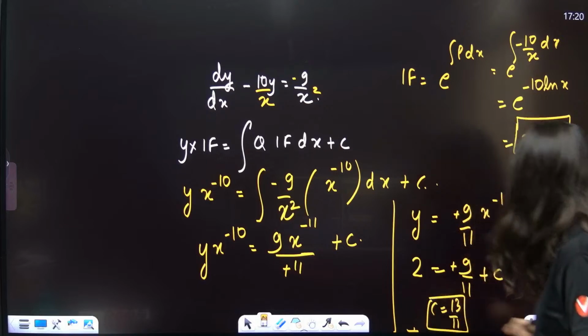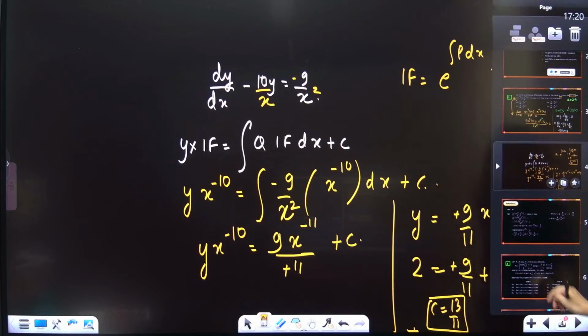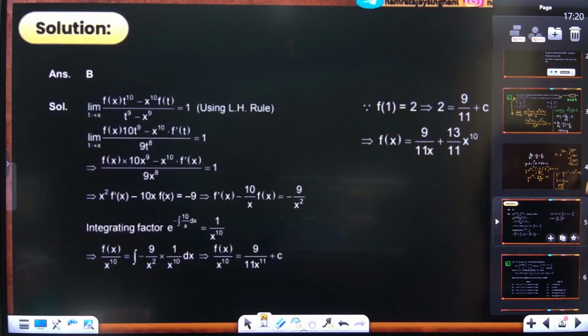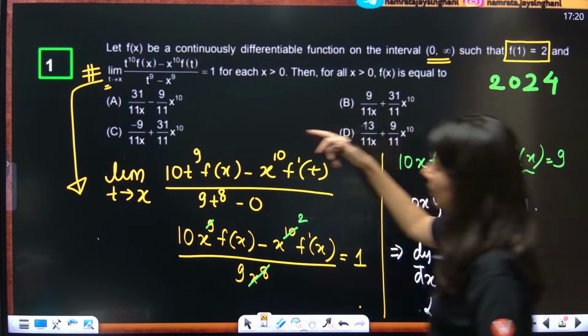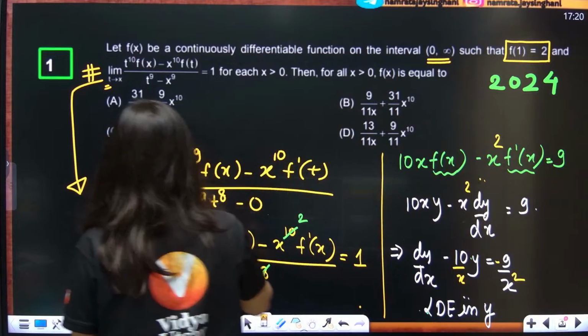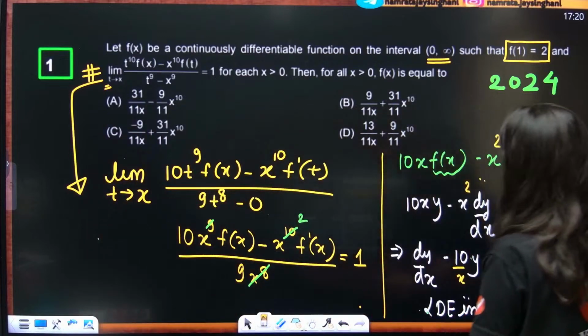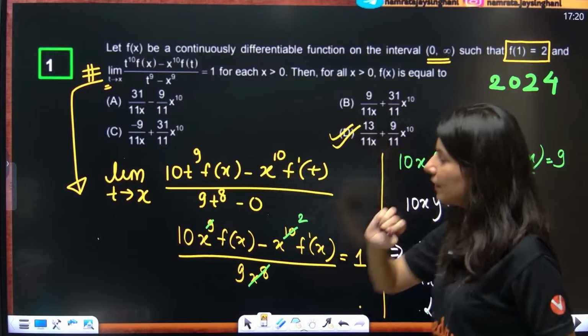Yes. Now if you put it in, what is the correct answer of this particular question? Tell me, 9 by 11x clearly. Okay, and you are having 13 by 11. 13 by 11, 9 by 11x and 13 by 11. So I think option D is absolutely right.